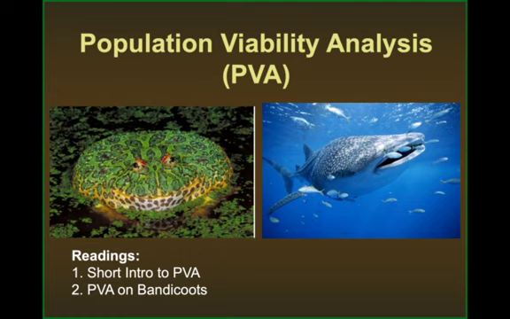A reminder, you have two readings that go along with this lecture. You have one that's a short intro to PVA, which just gives you an overview of what PVA is. And then there's one that's a case study on PVA on the eastern barred bandicoot from Australia. So those are both posted on Canvas for you.